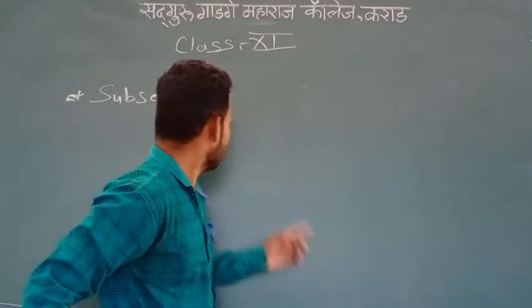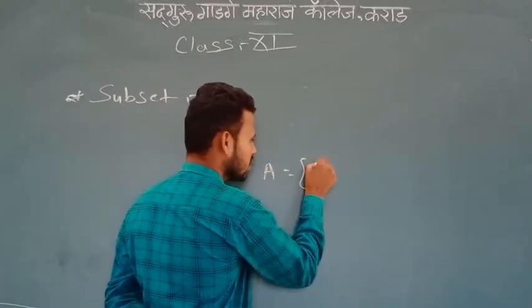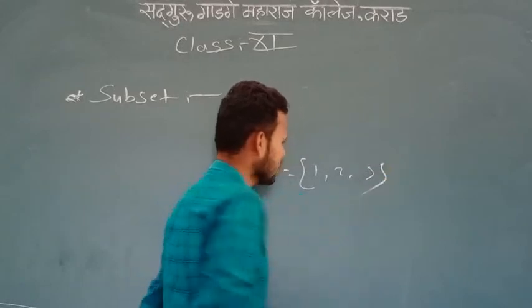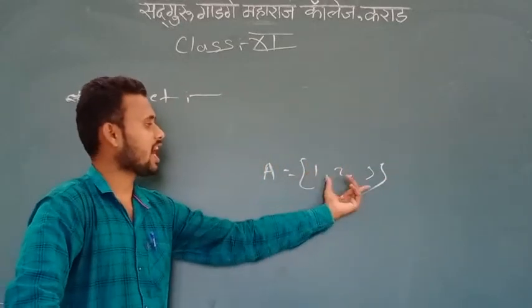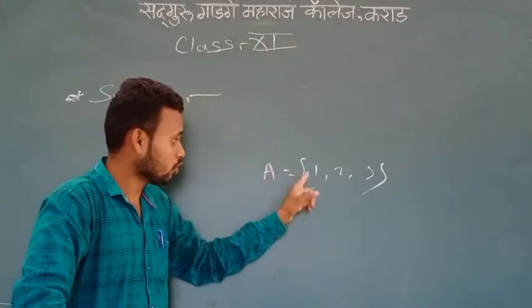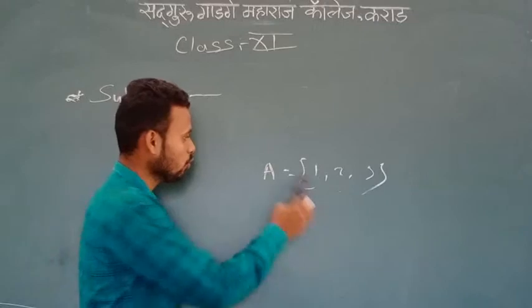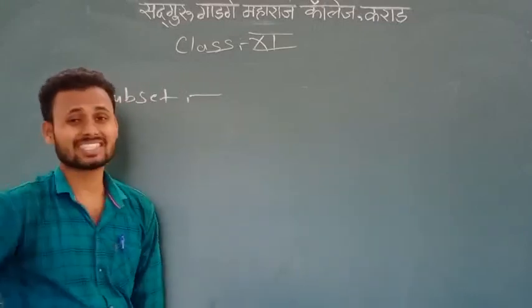Subset definition. First of all, here A equals the set containing 1, 2, 3. Then we say that 1, 2, 3 are called the elements of set A. Now the next definition is subset.